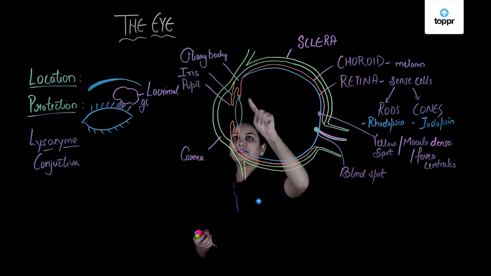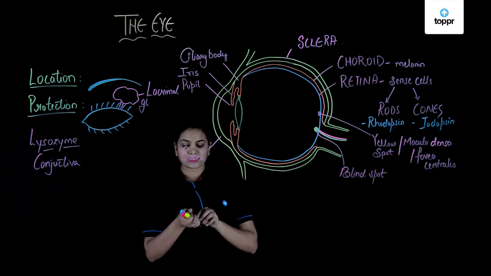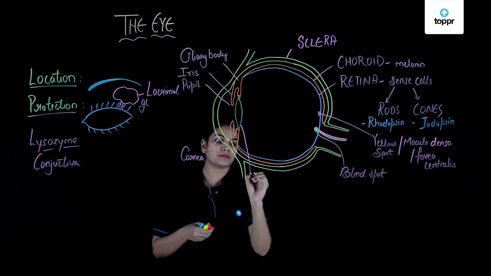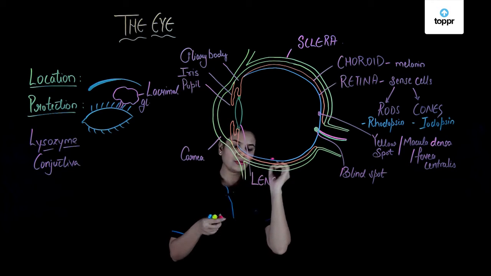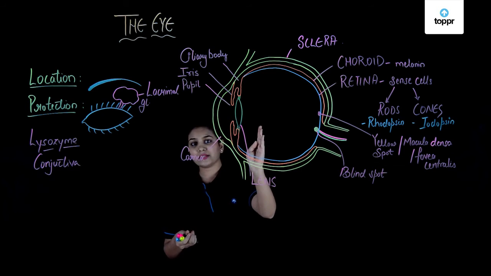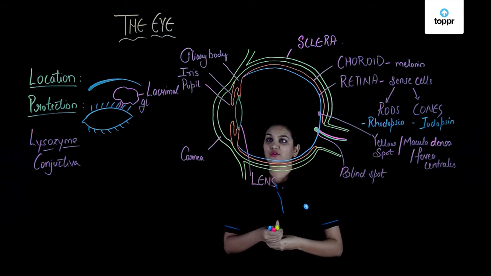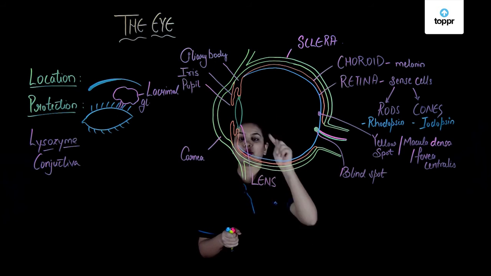Now coming to this internal structure, we call this the lens. This is the lens. Okay, so the lens is present just behind the iris. And this lens is basically crystalline, it is solid and it is biconvex. As you can see, it is biconvex.